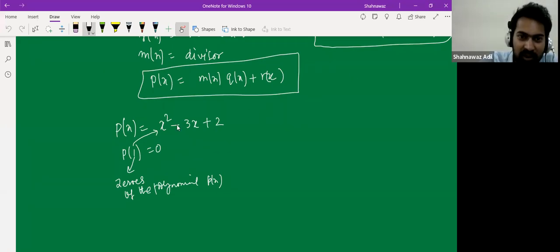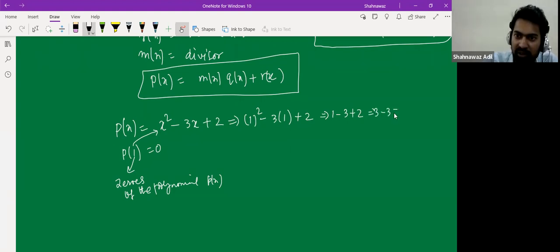Yes, so if I put the value of 1, what will be the P(x)? Let's put 1 here. 1 square minus 3 into 1 plus 2. So this will be 1 minus 3 plus 2. So this is 3 minus 3, this is 0. So P(1) is 0, so 1 is one of the zeros of this polynomial. Understood?